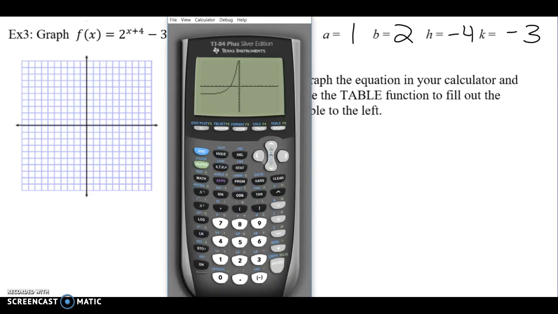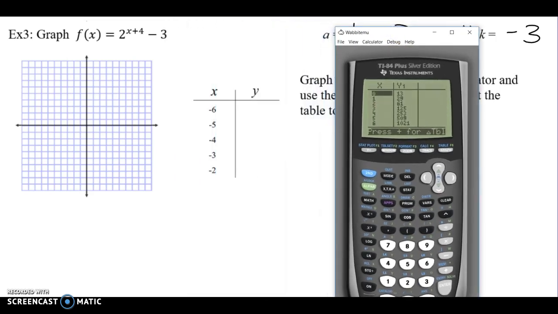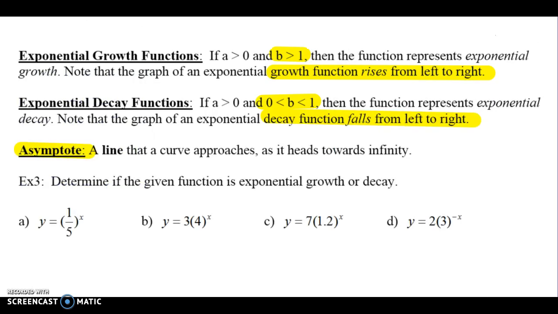So here's our graph. I want you to hit second table. You might have to scroll up and down, but I want you to fill in the table based on the x values that I gave you. So go to -6, and then -5, -4, -3, and plug in what you have. So here are our definitions. Go ahead and fill in your blanks.